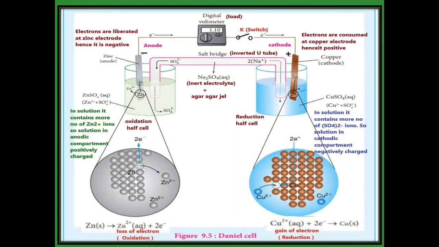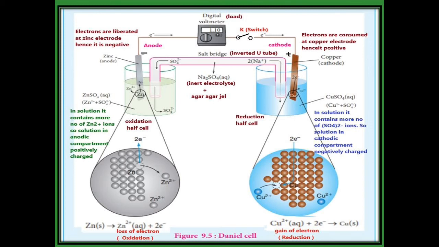In this slide we are going to see the construction of Daniel's cell. See the left hand side, the green color beaker containing zinc electrode and zinc sulfate solution, and the right hand side blue color beaker containing blue color solution, that is copper sulfate solution, and the electrode is copper electrode. Here the zinc loses 2 electrons and becomes Zn 2 plus, so loss of electrons is called oxidation. So the left hand side beaker is called the oxidation cell.